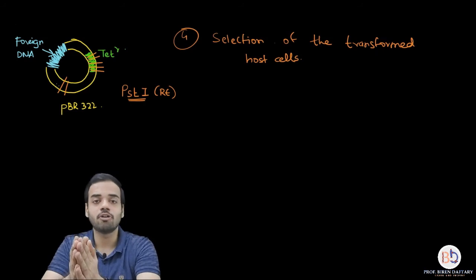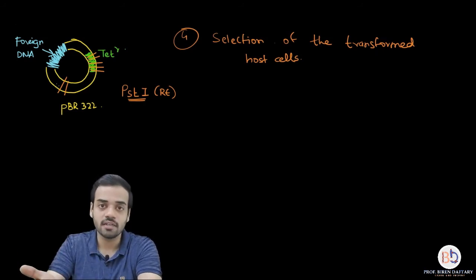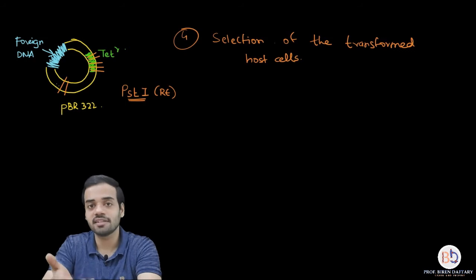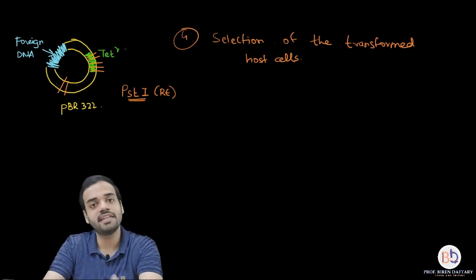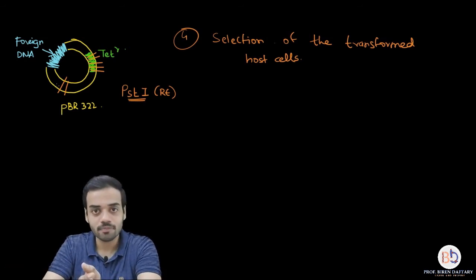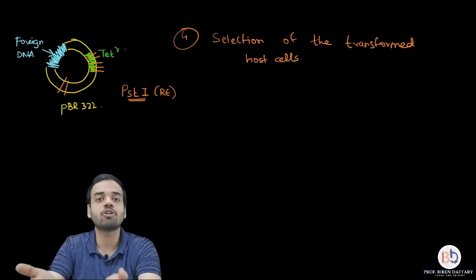Why? Because the transformed bacteria don't have the ampicillin resistance gene, so they will die. And the non-transformed bacteria anyway don't have ampicillin resistance, so they will also die. So all bacteria will die. So you will not be able to make out which have transformed and which have not transformed.